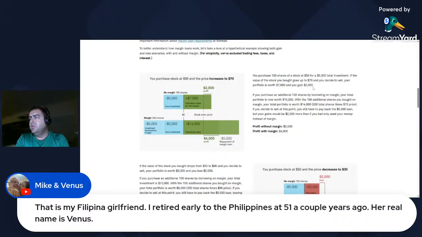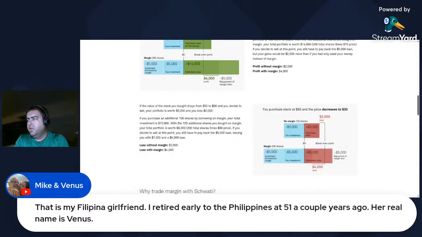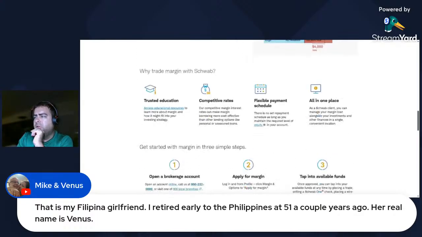If it goes to 70, yeah, you only gain 2,000. But here, you see there, it's easy math. It's worth 14,000 because you doubled your investment. Therefore, your return is on double the amount. But then you can also lose twice as much too. So that's important to remember.